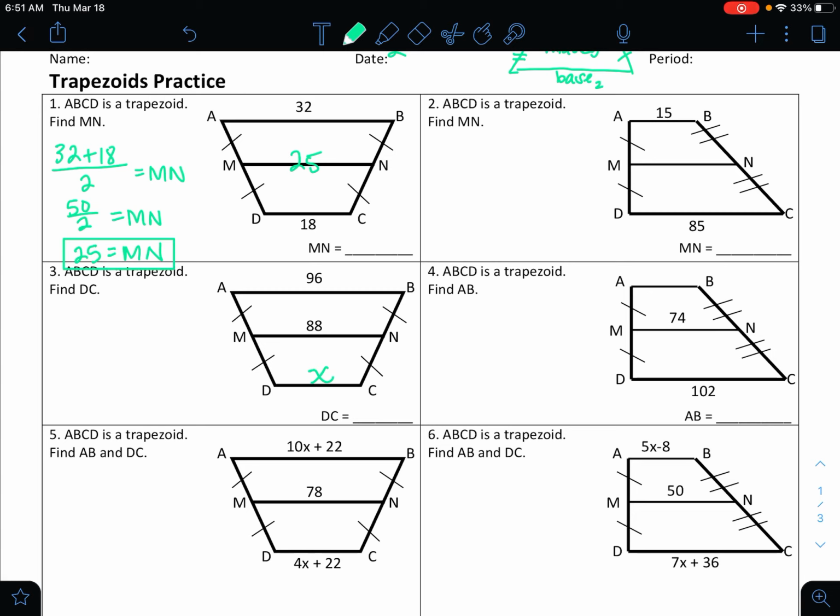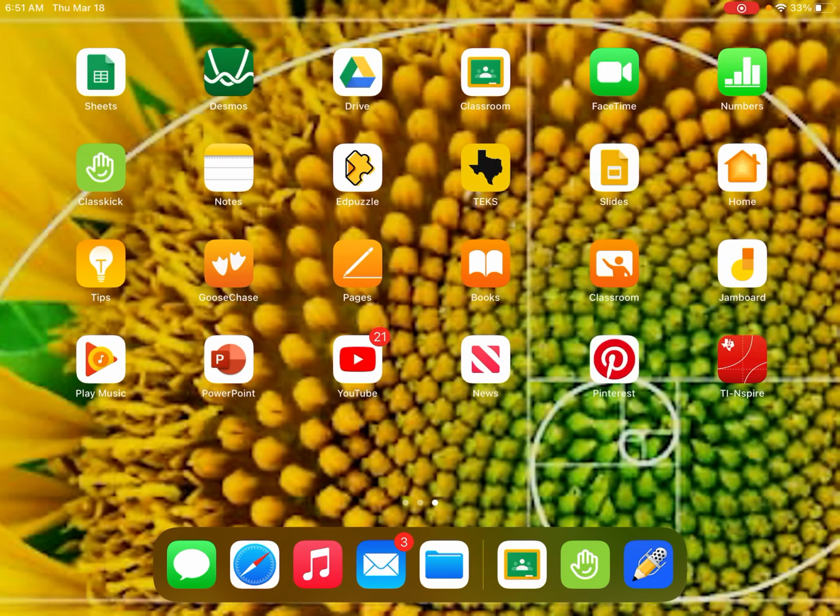So we're going to have 96 plus X divided by 2 equals 88. We set it up the same way: add one base to the other, divide it by 2, and it's going to equal the mid segment. Honestly, you can just type that into your calculator. For nSolve, I'll show you how to do that one time. I don't want to waste too much time doing that.